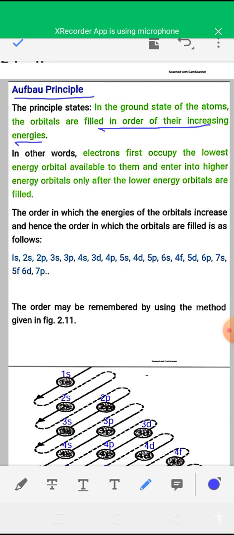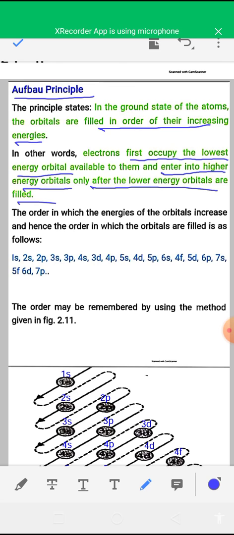In other words, you can say electrons first occupy the lowest energy orbitals available to them, and then enter into higher energy orbitals only after the lower energy orbitals are filled. According to the Aufbau principle, electrons first occupy the lowest energy orbitals available to them and enter into higher energy orbitals only after the lower energy orbitals are filled.